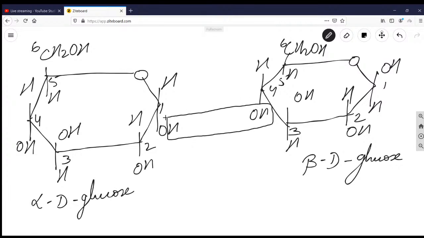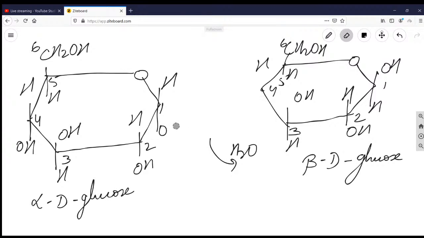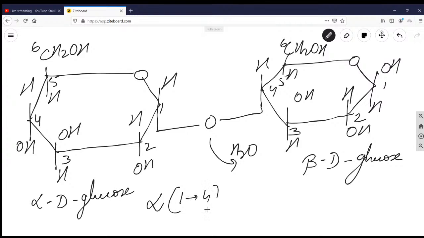Means if the bond forms, this H2O will be released out, condensation reaction. Okay, after this H2O is released, the O will join. So like this it will be joined. So this O will join like this. So this is alpha 1 first carbon to fourth carbon, 1,4 glycosidic bond or glycosidic linkage, you can call it bond. So this is how disaccharides are connected.